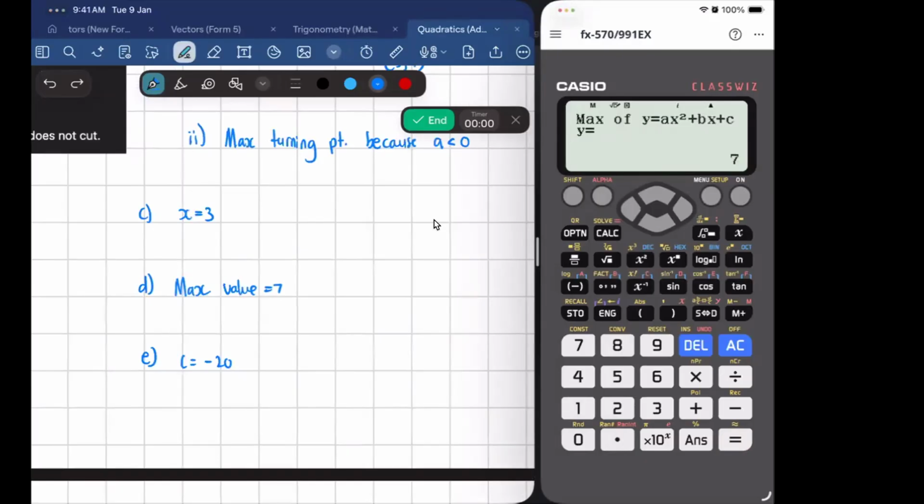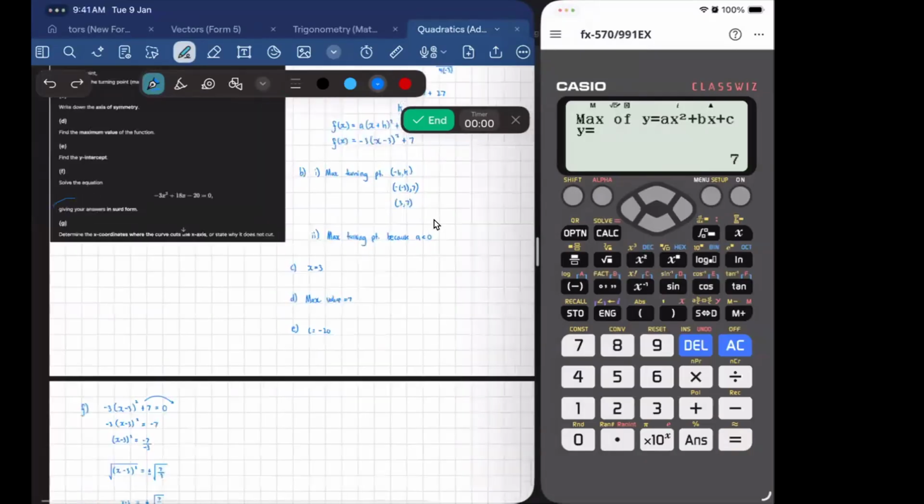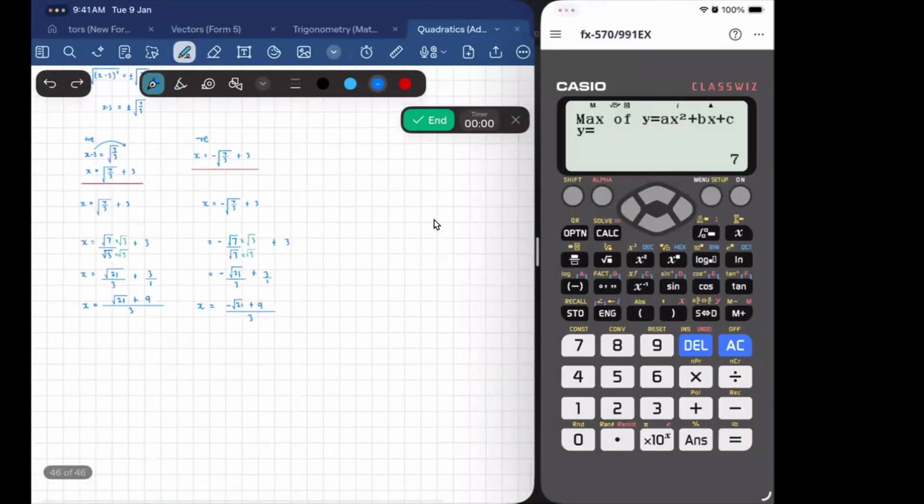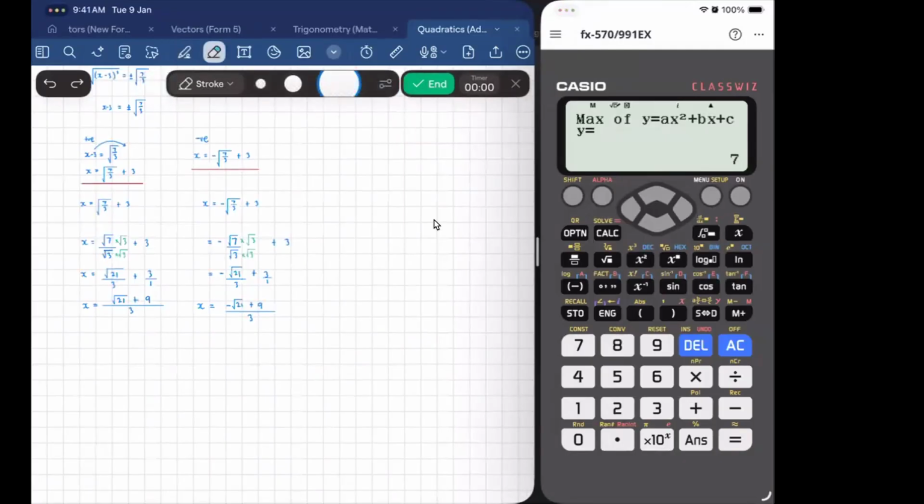Caleb, did you get the X value to be 3? When you keep pressing equal, I'm not sure if you have the same Casio, or do you have a Sharp? I see. Okay, so when you keep pressing it, you got X to be 3. Yes, sir. And when you press it again, you got Y to be 7. Yes. Great. So as you see, the Casio tells you the maximum point and the minimum point.